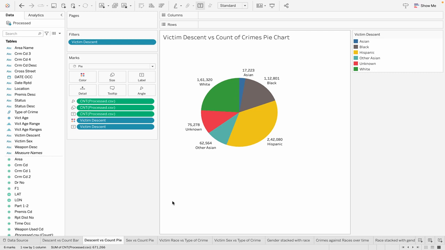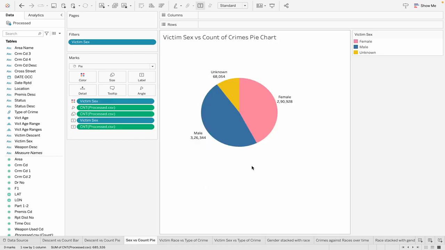Hi, I'm Vikas, and I was in charge of creating the visualizations to accomplish task 2, which is to analyze how the victim's sex and descent play a role in the crimes committed against them and find any relation between the two victim demographics. So I first started out by plotting this pie chart, which shows the share of crimes against the different races of victims that are present in Los Angeles.